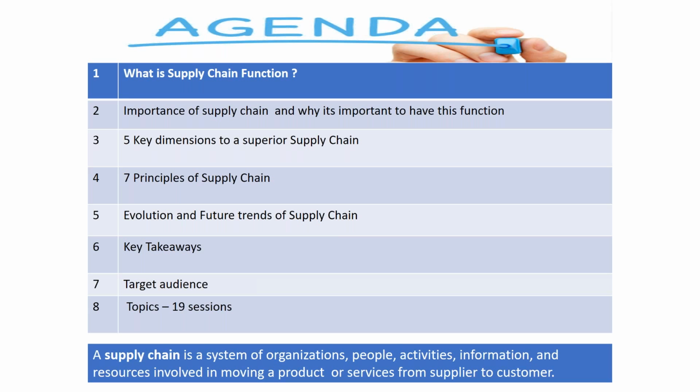Then, once we are convinced that we should have a supply chain function, what are the 5 major key dimensions to have a superior supply chain? What are the 7 principles of supply chain? These 3 or 4 points will help you arrive at and decide on a particular supply chain, so that you are deciding on a supply chain which is a strategic fit to the business objective. We'll come back to it later. Then how the supply chain function evolved and what are the future trends of supply chain.